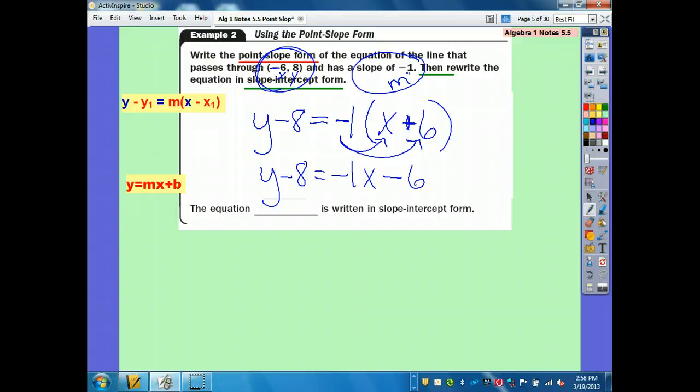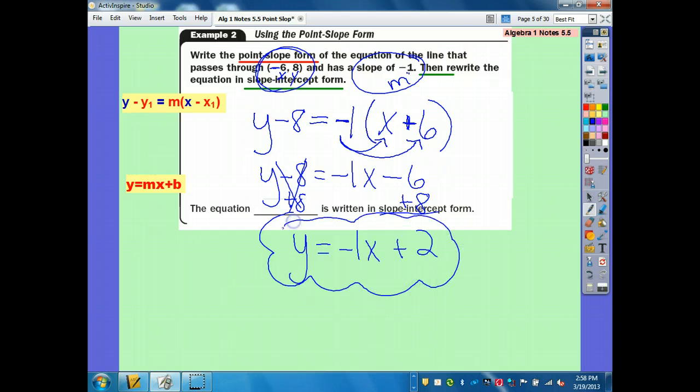One last final thing is to do what? Add 8, so that disappears here. Y equals, what do I add 8 to? -6. So I bring down my -1x and I get what here? Yep, +2. And there's your final slope-intercept form.